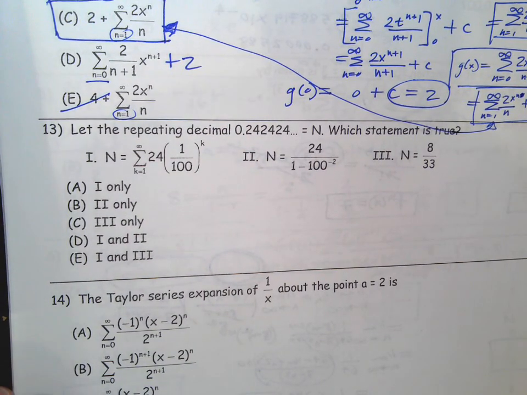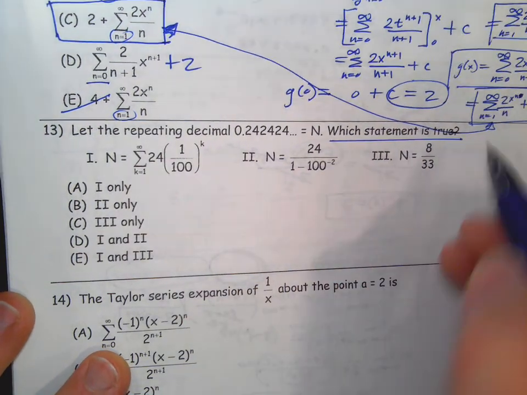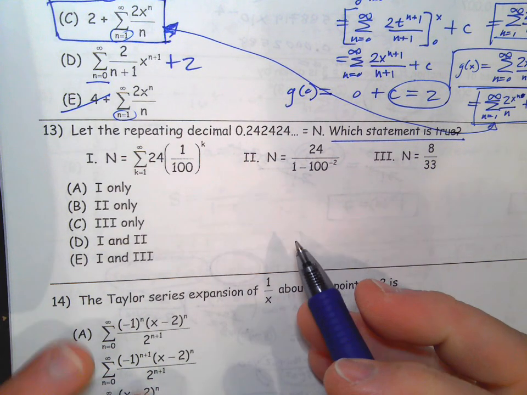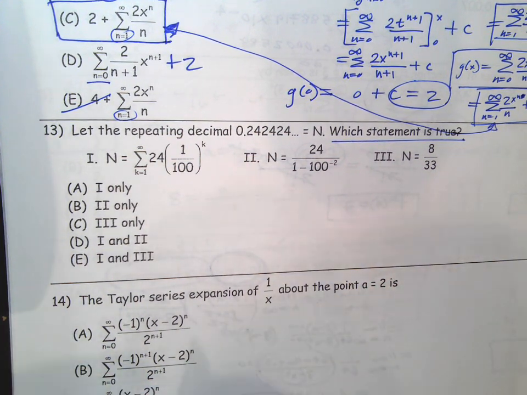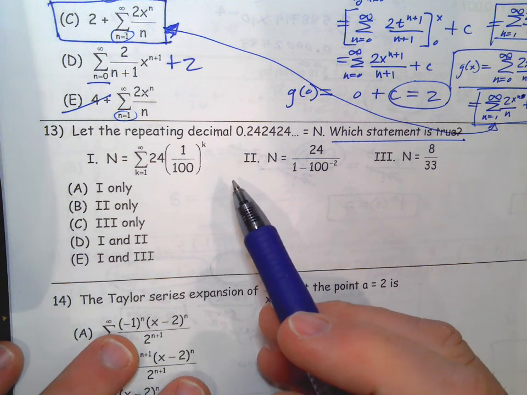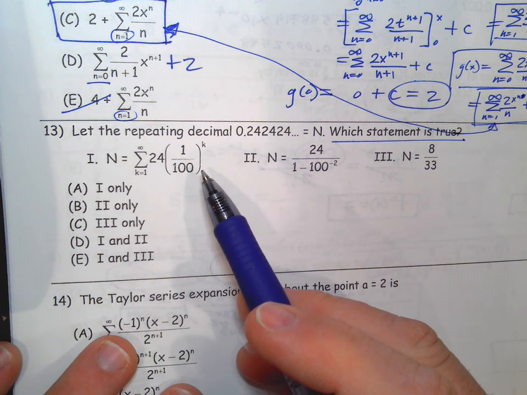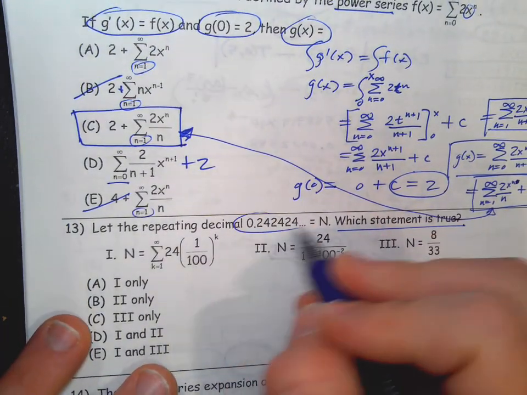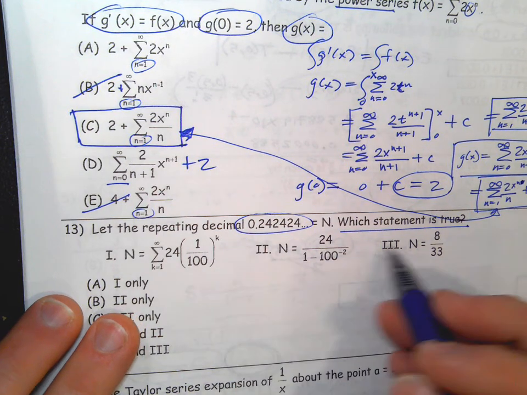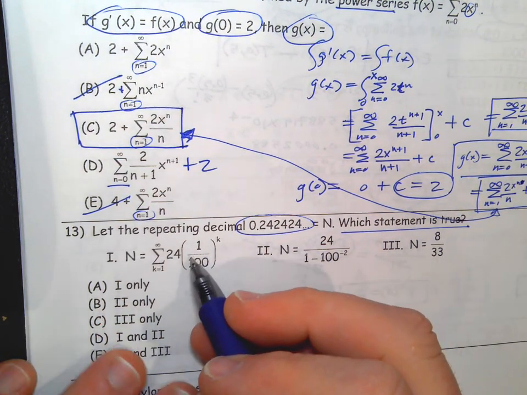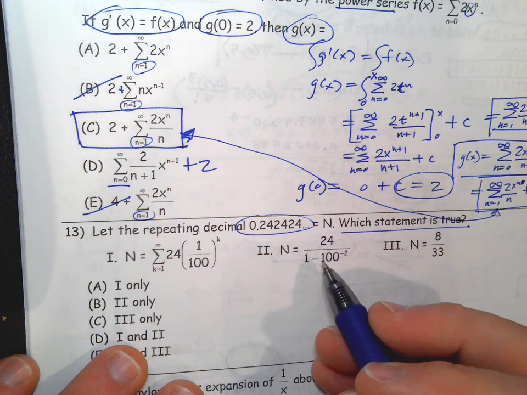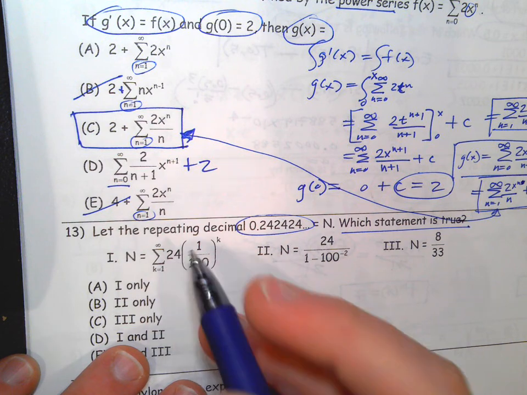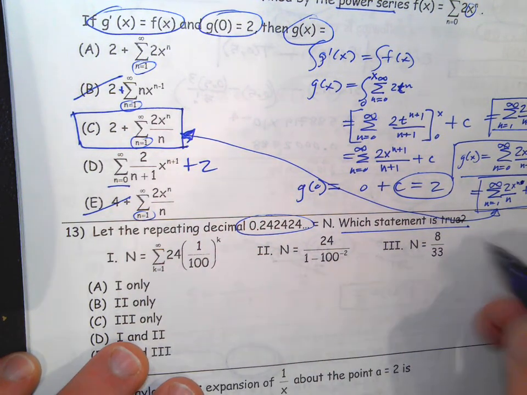Number 13, let the repeating decimal, which statement is true? What does it equal? Which one of these does it equal? Now, we could use the trick. There's this trick in Calc AB we learned, but that's not going to really help us so much here. So I think the idea is we want to take this and maybe try and think of it as a geometric series, okay? Which that might be it. Or if we get the geometric series, it doesn't match that, then these are probably the sum, okay?